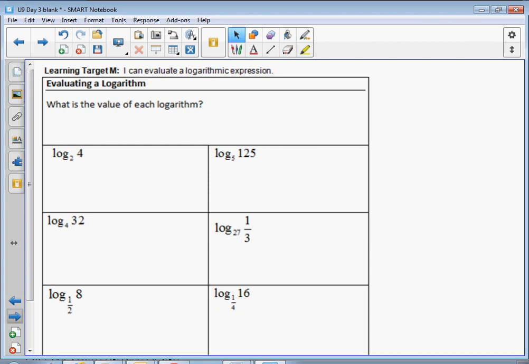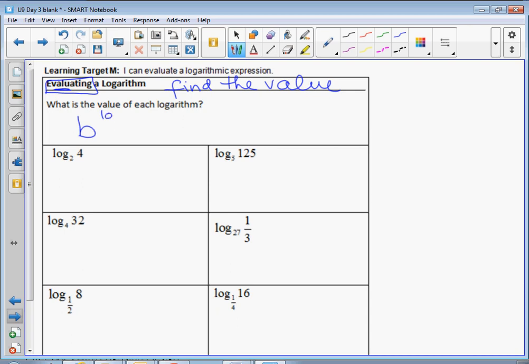The last learning target today is I can evaluate a logarithmic expression. When we use the word evaluate, we're asking you to find the value. Evaluate and find the value. What's the value of each log? So let's remember that b raised to the log base b of y equals y, and log base b of y equals x is the same as b to the x equals y.